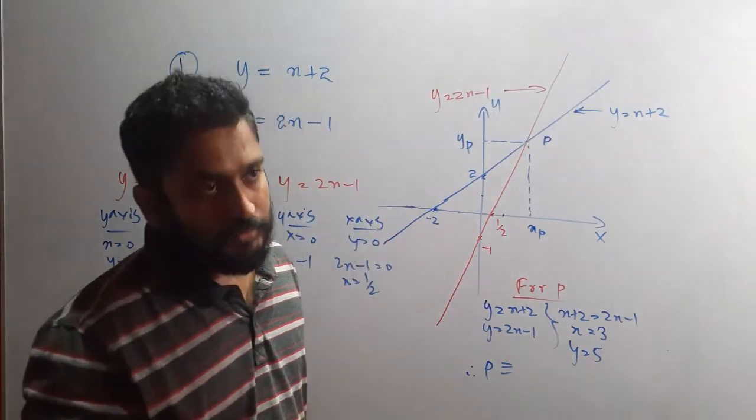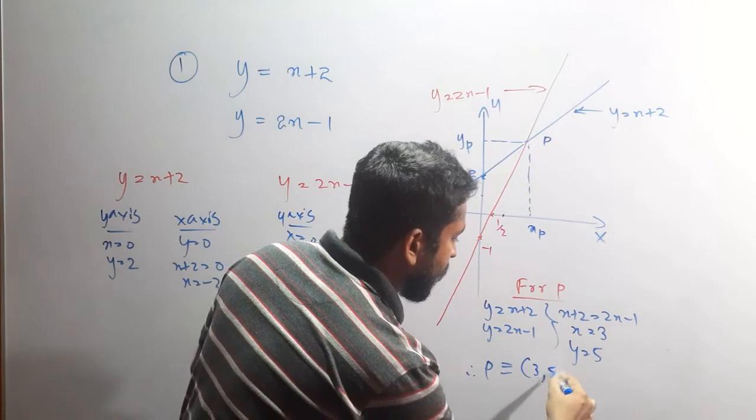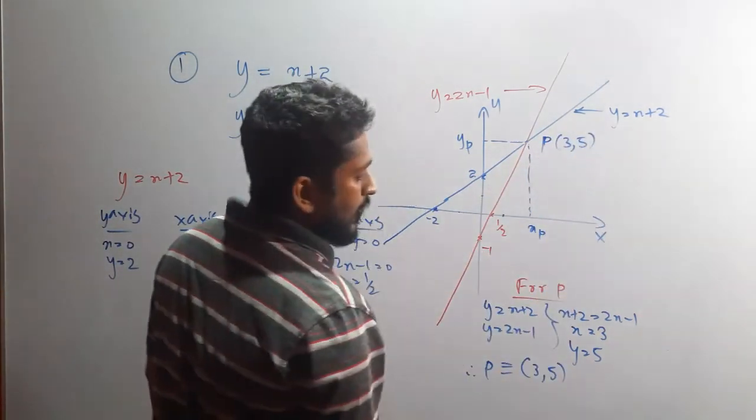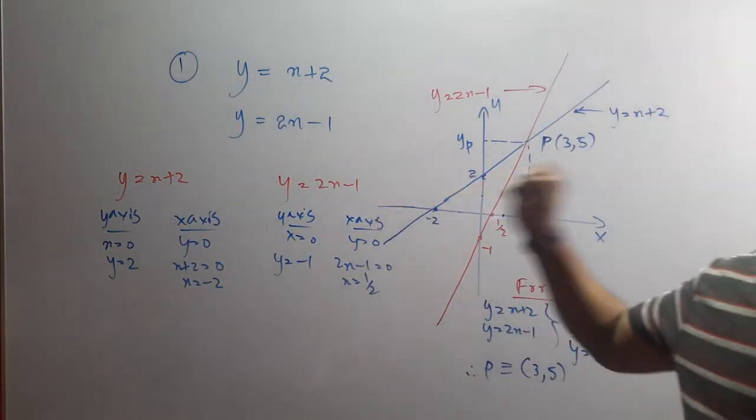Normally, to represent coordinates, we use the congruent mark, not the equal mark. P (3, 5). Go and mark the data there. All done. Full marks. Full marks. Everyone got this?